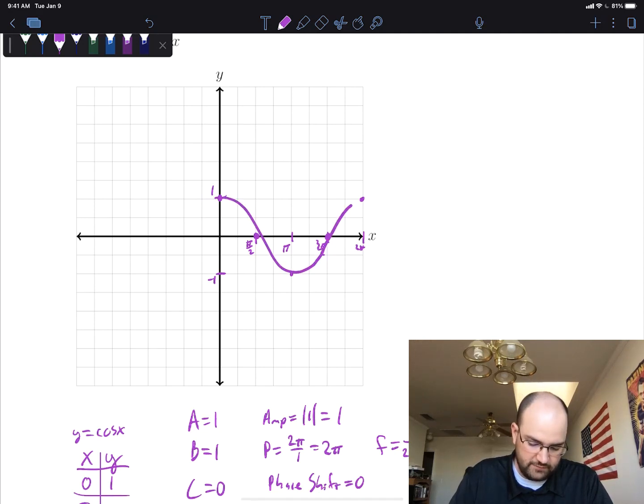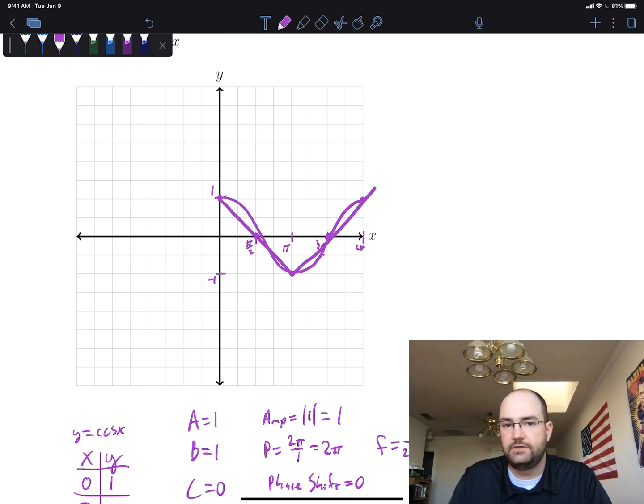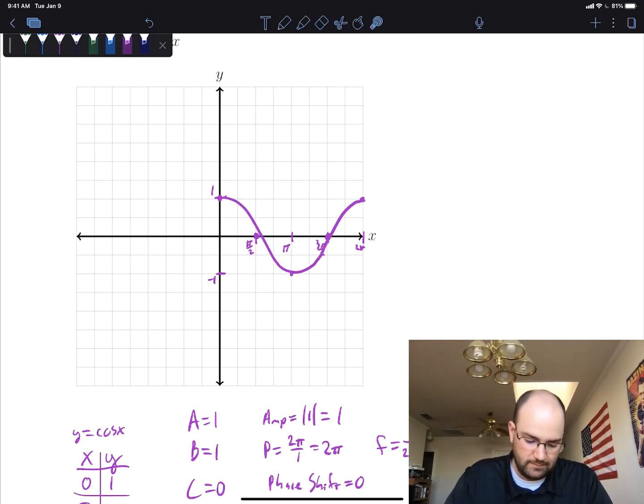Now, we have to be very careful. Do not begin like this. Do not do this. That's a V shape. That is not a trigonometric function. Trigonometric functions are smooth. So going like that.